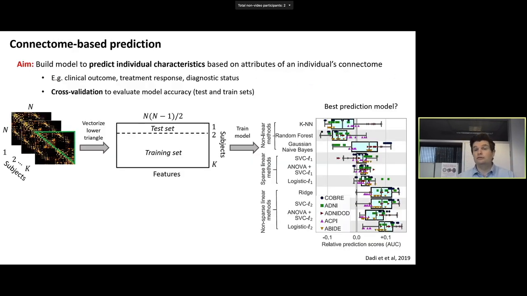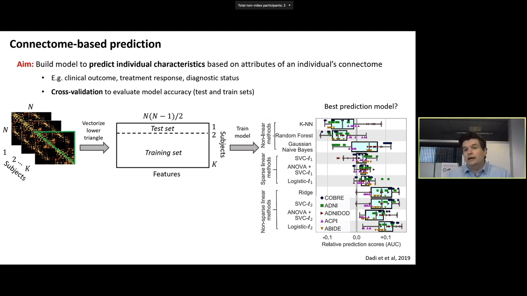I want to now move on to prediction and using the connectome to predict, for example, individual outcomes, treatment response, and diagnostic status. And this involves cross-validation using test and training sets. So if we've mapped our connectome for each individual, we can take the upper triangle, remember these matrices are symmetric, or even the lower triangle. We can vectorize that and come up with a feature matrix where we've got subjects by features, and then divide that matrix up into a test and a training set.